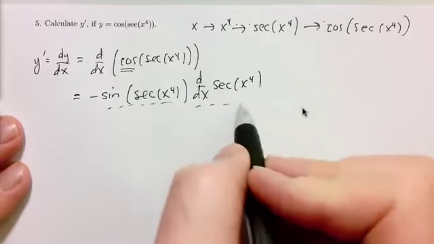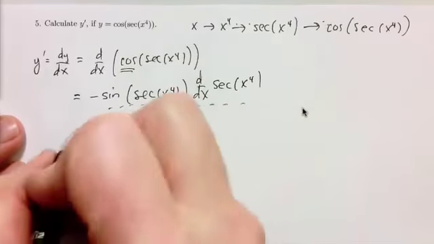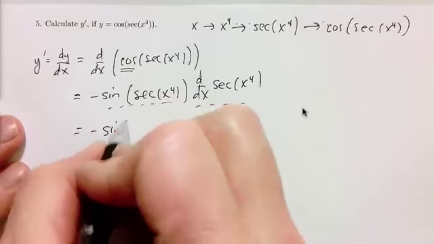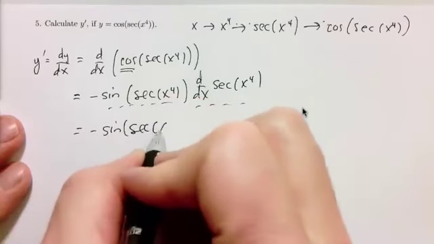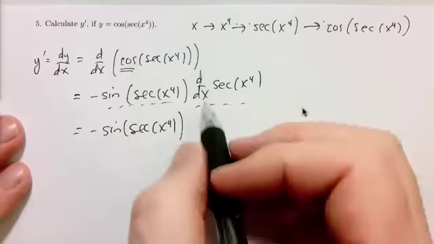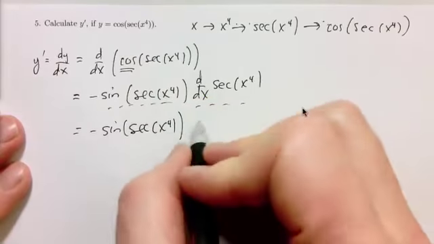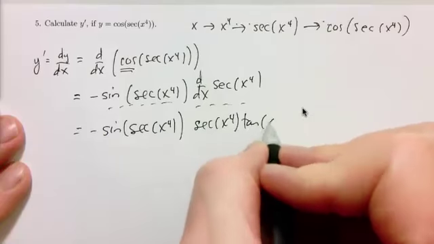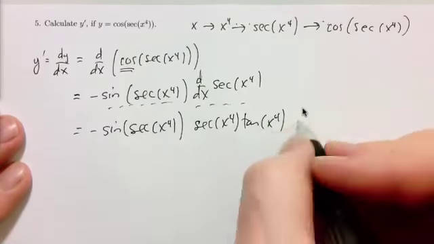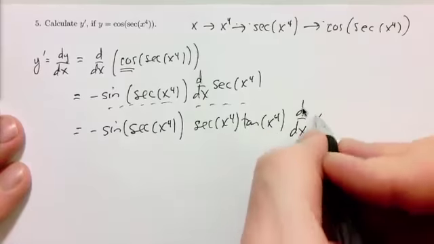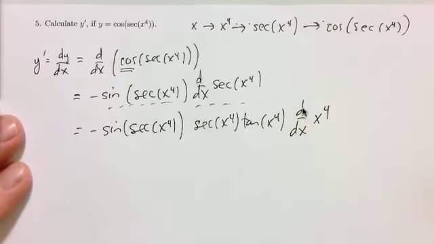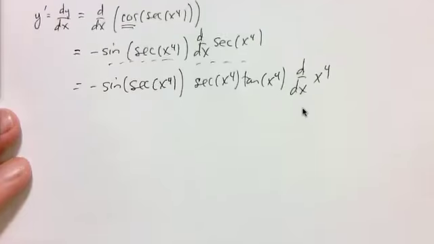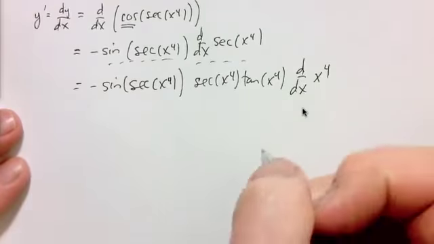Now I can focus on taking the derivative of secant of the stuff. Well, again, that's a chain rule because secant has some crazy stuff inside of it. So the way I take the derivative of secant of something is the secant of that something times the tangent of that something. And then by the chain rule, I have to multiply by the derivative of that something. Okay, so there's chain rule number 2.